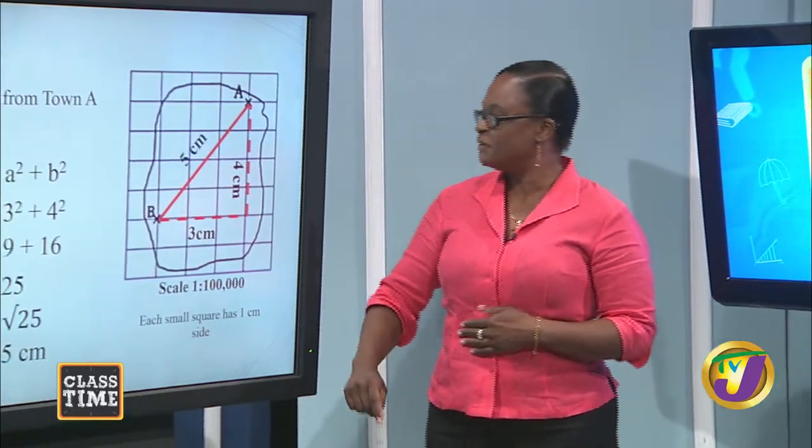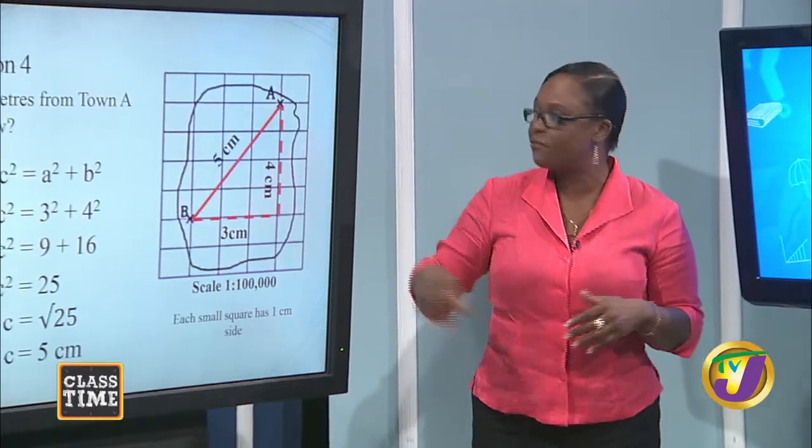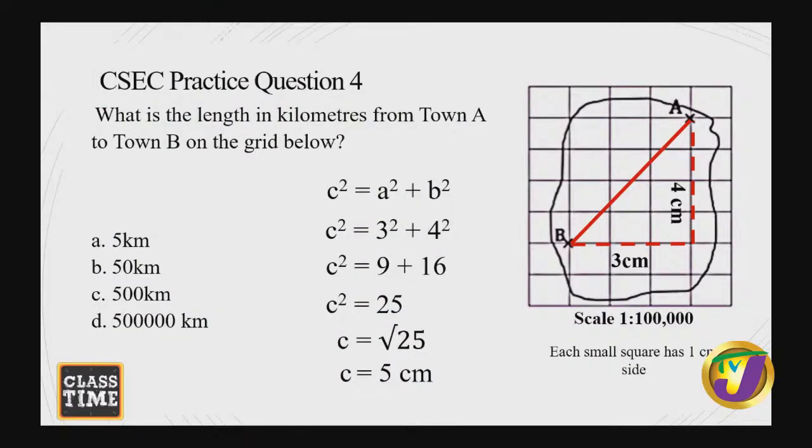So we would have identified that the distance on the map from town A to town B is represented by 5 centimeters. How do we use this information? We need to convert this to kilometers. The scale is 1 to 100,000. So when we multiply 5 by 100,000, our answer would give us 500,000 kilometers. And that would have been our answer. Good. That's 1 point and we're okay.